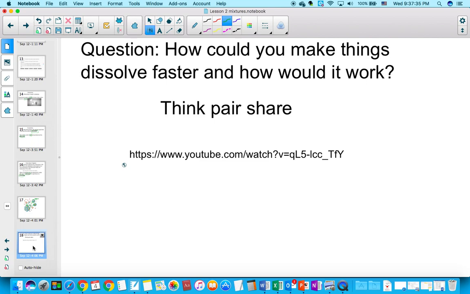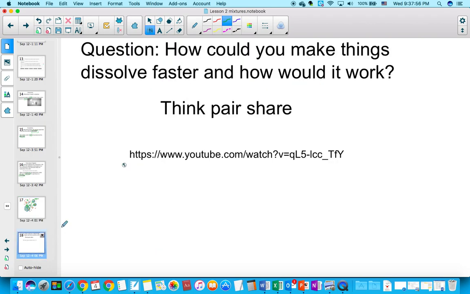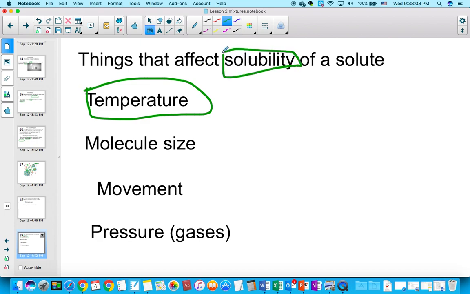Okay? So hopefully you thought of energy. If you add energy to this mixture, the water molecules are going to move faster, which means they're going to be attracted to the salt crystal faster, meaning that they're going to pull away the atoms from the salt faster. So as you increase temperature, you increase dissolving. This would be one of the big things that affect solubility. Solubility is a word we use to say how something dissolves. So if you increase temperature, you increase solubility. You increase how fast something dissolves.